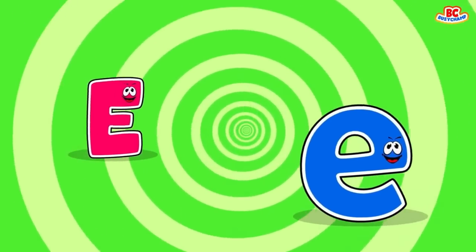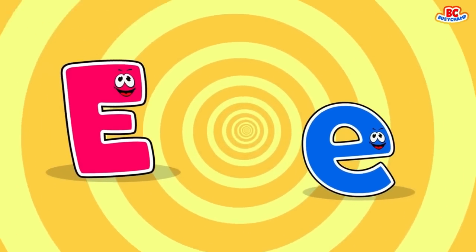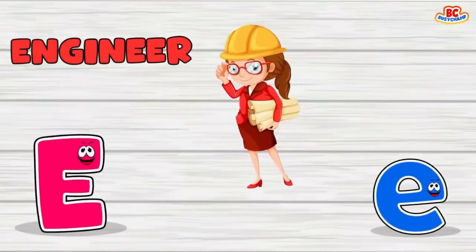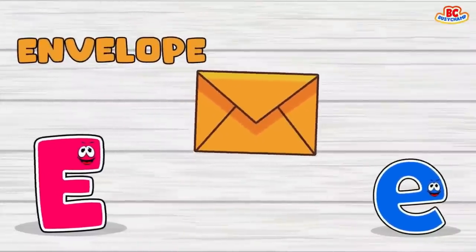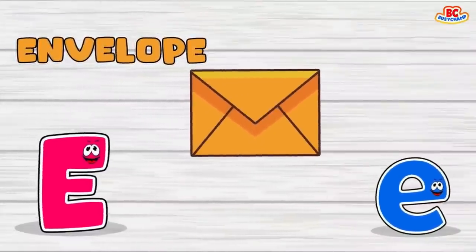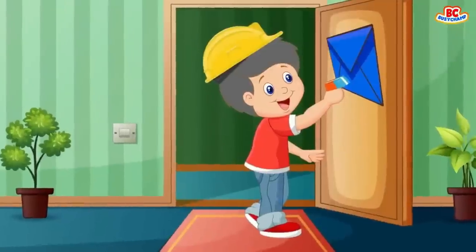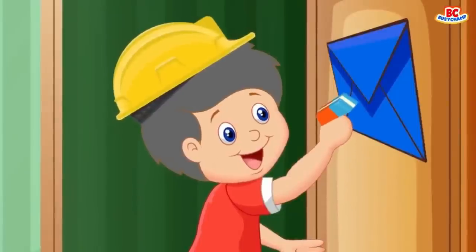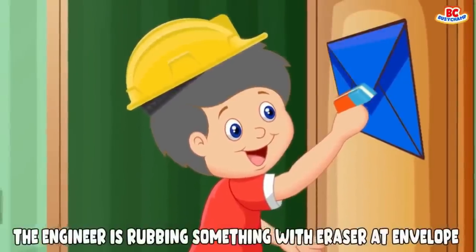E sounds e. E as an engineer, e engineer. E as an envelope, e envelope. E as an eraser, e eraser. The engineer is rubbing something with eraser at the envelope.